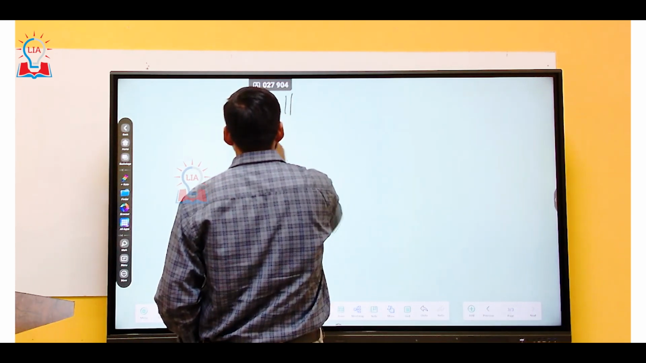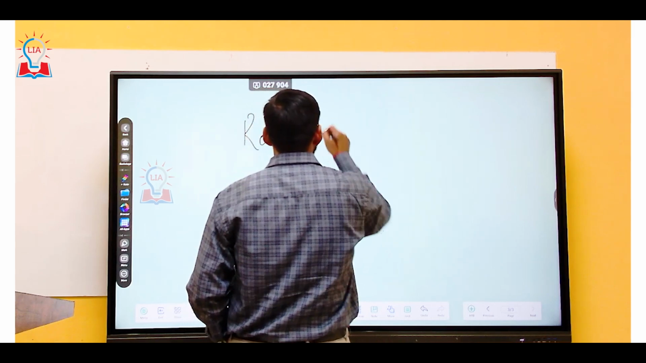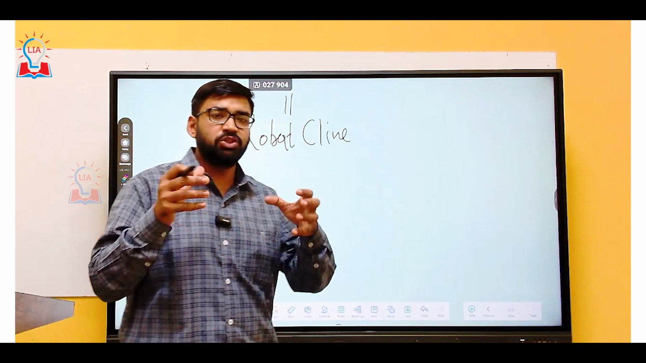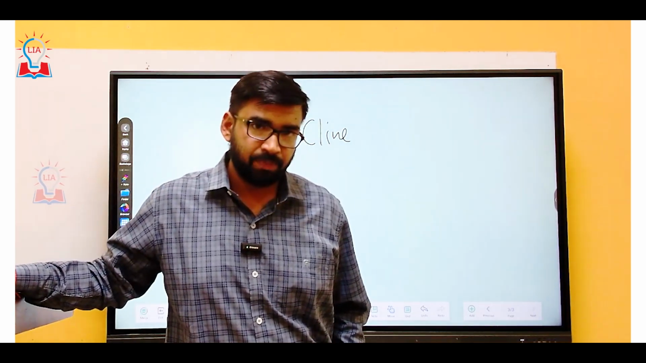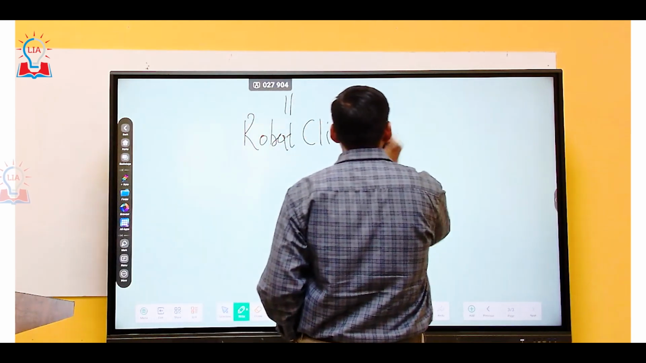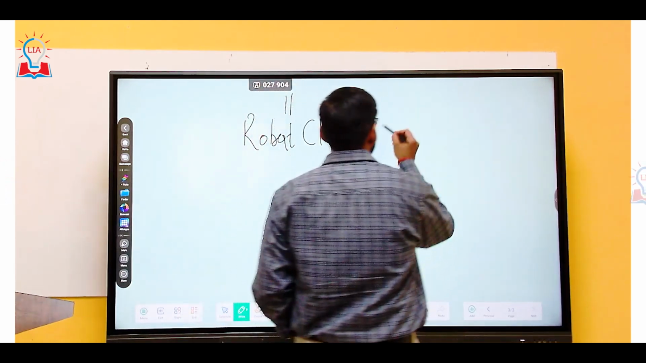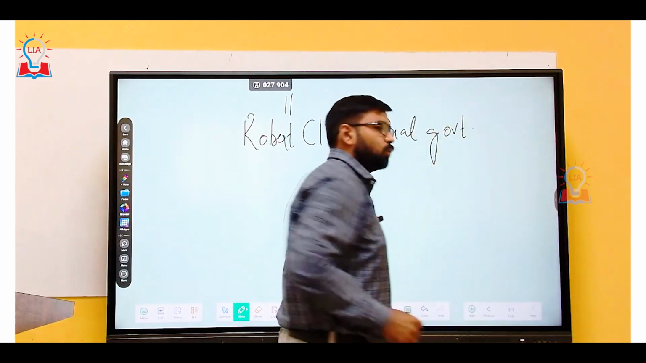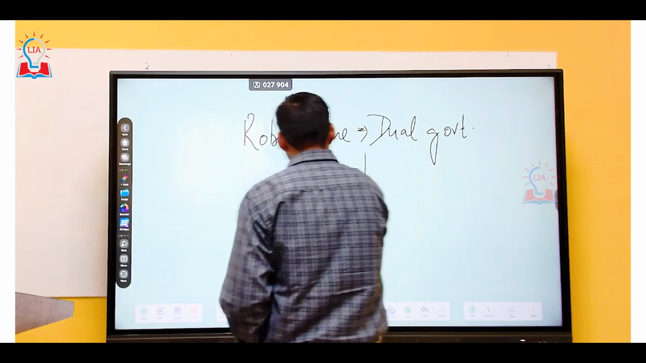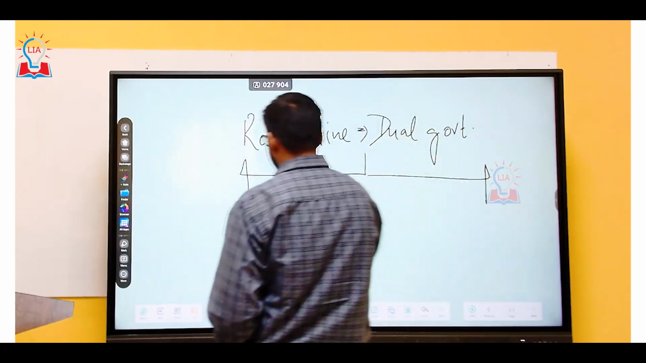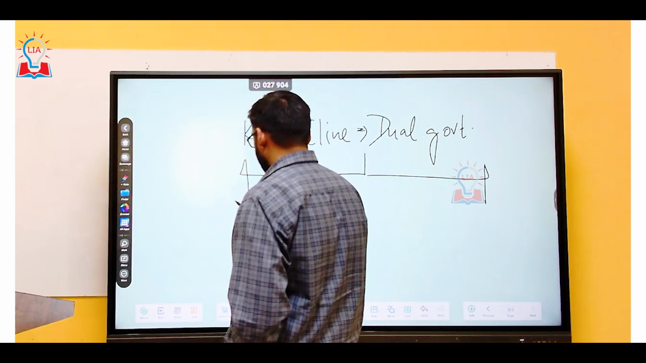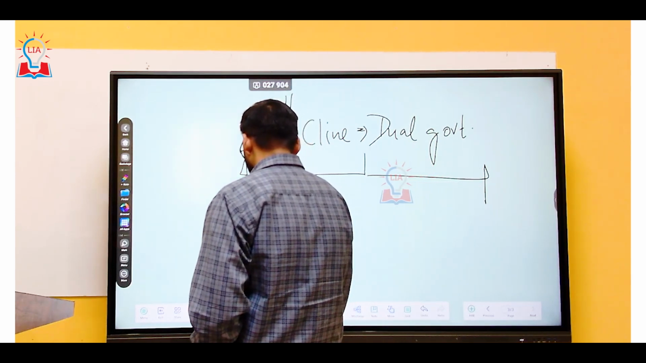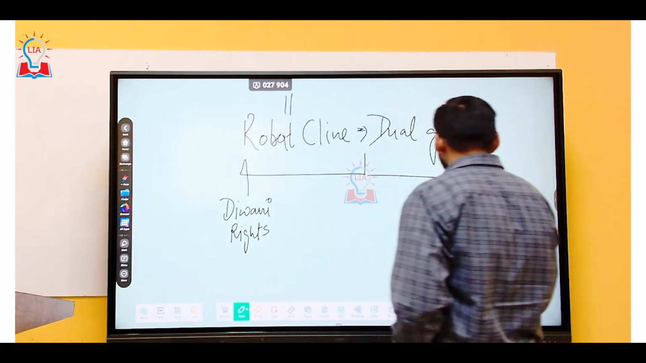Robert Clive was called, and again he was given the charge of Bengal as a governor. And this resulted in dual government in Bengal. Dual government means two rights were there, that is Diwani rights and Nizamat rights.